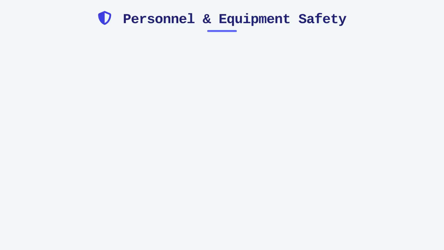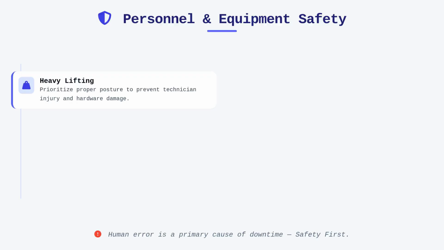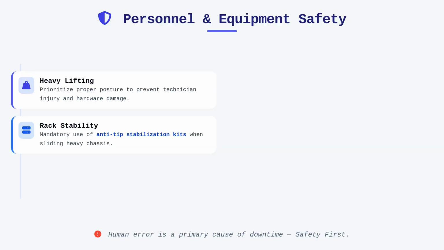Safety procedures extend to the physical interaction between personnel and the equipment, where simple human error remains a primary cause of downtime. Heavy lifting techniques are essential when moving servers or auxiliary hardware, as improper posture is a liability for both the technician and the integrity of the equipment. Rack tipping is a realistic danger during installation or maintenance, making the use of anti-tip stabilization kits mandatory whenever you slide a heavy chassis out on rails.